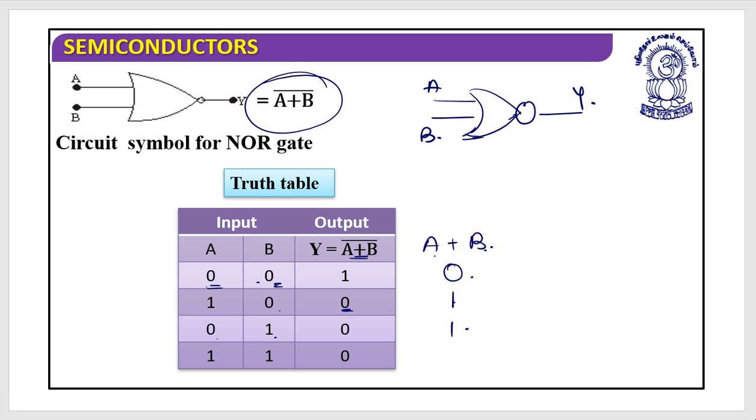Then if I make a NOT of this, it's a 0. If it is 1 and 1, then if I make A plus B, it's a 1, and NOT of this is the 0. I hope this is clear. So this is the NOR gate. This is simply the NOR gate. I hope this is clear.